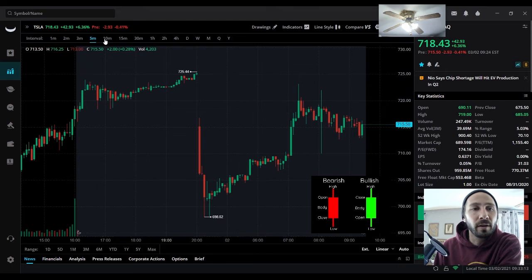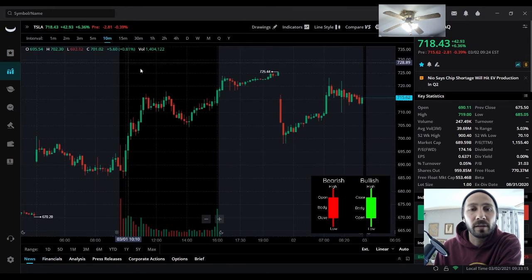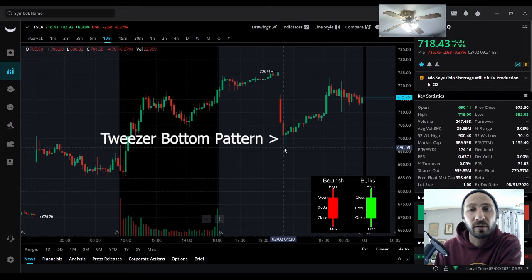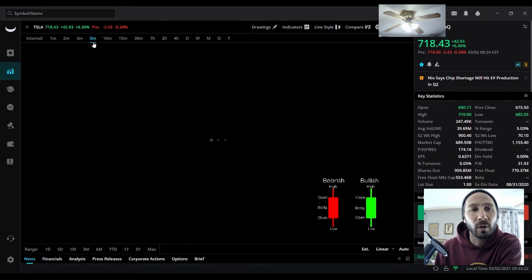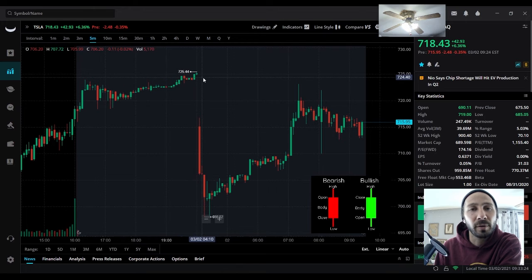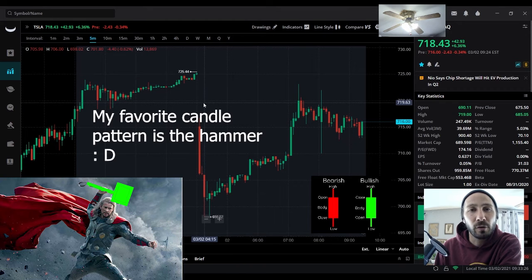Now, if you were to go up in an interval, say to the 10-minute, what that does is it combines two 5-minute candles into one 10-minute candle. And if you were to go back down to the 5-minute, what it does is it splits that 10-minute candle up into two 5-minute candles. And that's how you can acquire a lot of data. You can go up through all these time frames and really get a feel for how people are buying and selling based off of candlesticks.